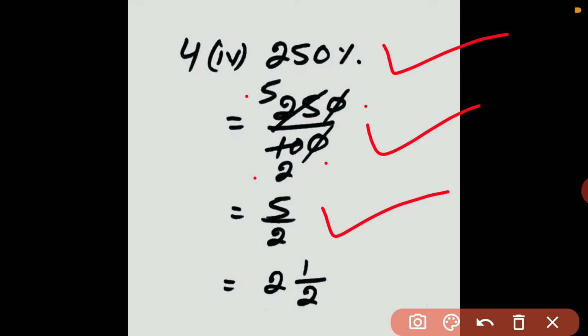But since this is an improper fraction, I have to convert it into a mixed fraction. This is how we are supposed to do number 4.4.